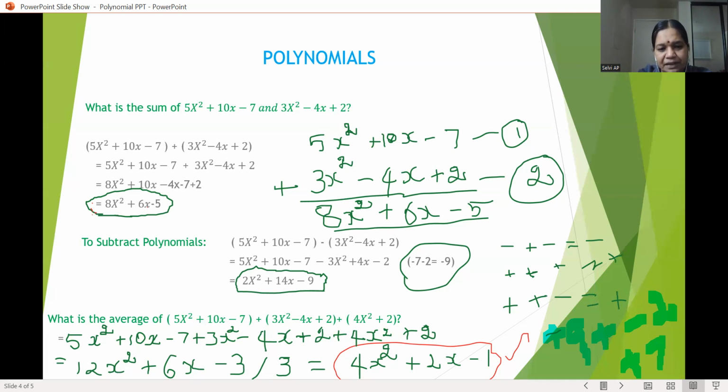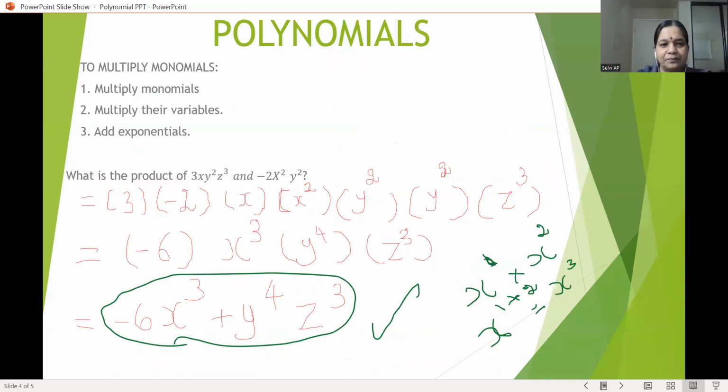Now you divide by 3 because we have 3 terms in this quotient, right? So divided by 3, you will get 4x squared plus 2x minus 1. Okay, I guess you understand this one. Okay, we'll move to the next slide.